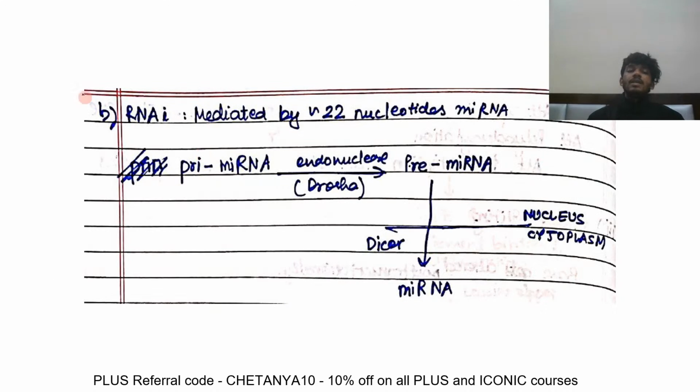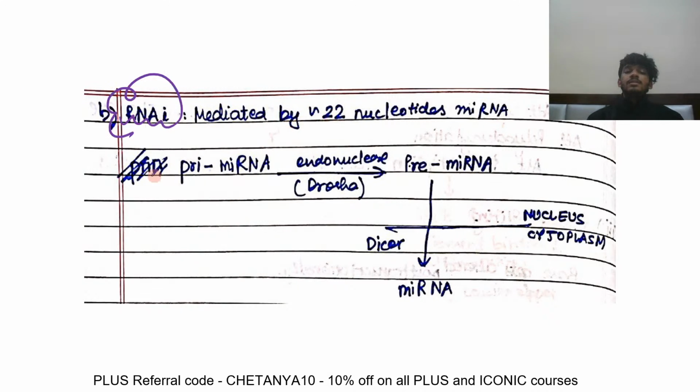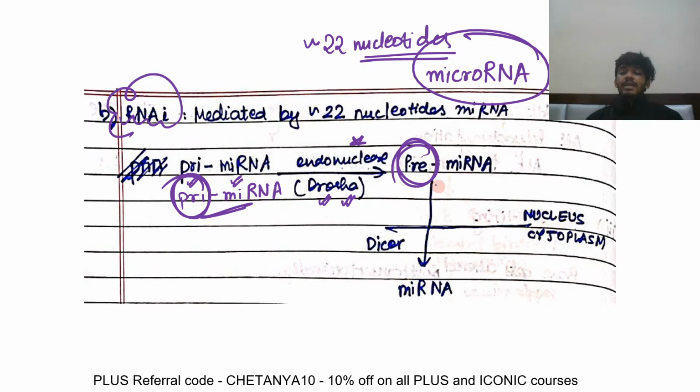So what all are we going to do here? RNA interference is mediated by microRNA, and this microRNA is almost 22 nucleotides long. There is something known as primary microRNA. On primary microRNA, an enzyme acts, known as DROSHA, which is an endonuclease, and this will convert the primary miRNA into pre-miRNA. Then it goes from the nucleus to the cytoplasm, where you have an enzyme known as dicer, and this dicer will convert the pre-microRNA into microRNA.